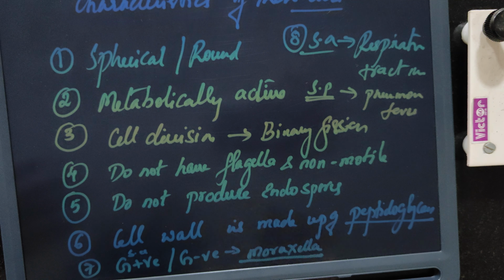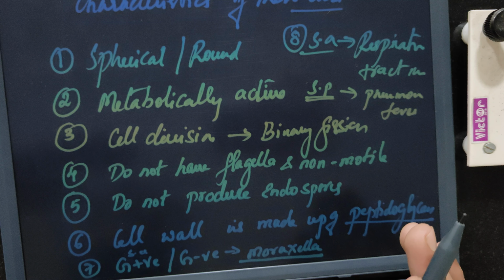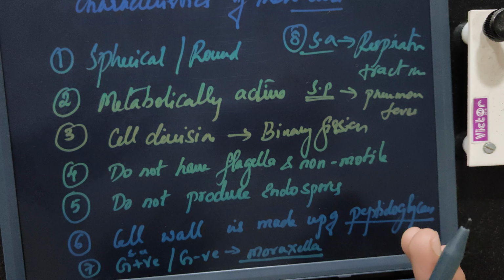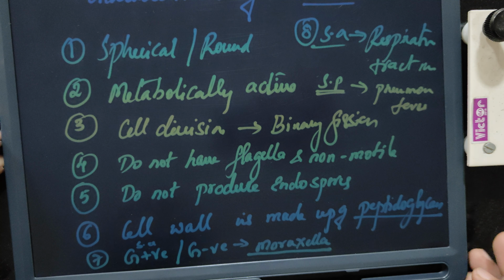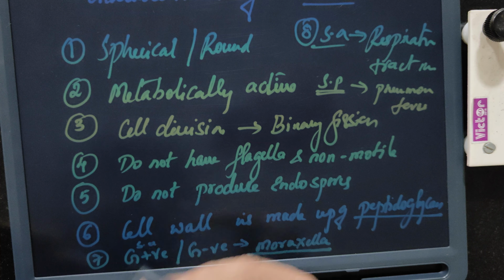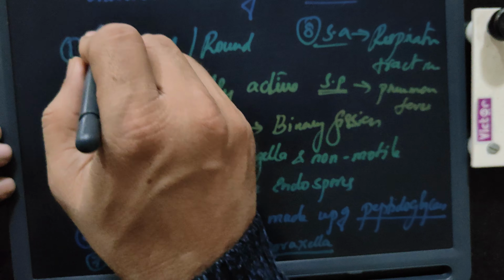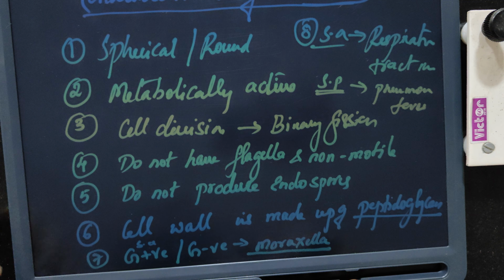So these are the 8 common points which you need to remember along with the classification of cocci with different shapes. If you write everything, the different shapes along with examples and these points, then you will get full marks. So with this, let me conclude today's video, and in future videos I will be discussing one more group of bacteria and their different types based on the morphological characteristics.